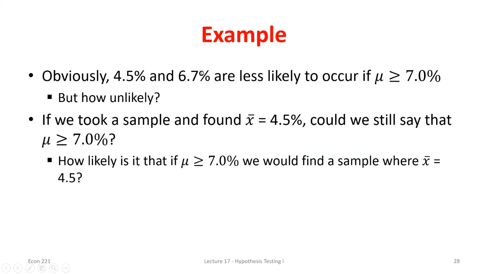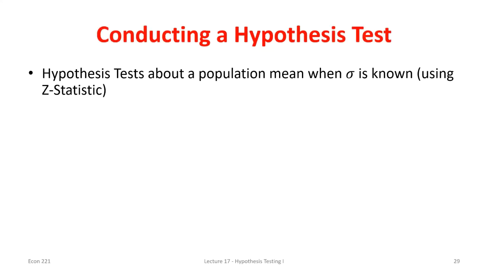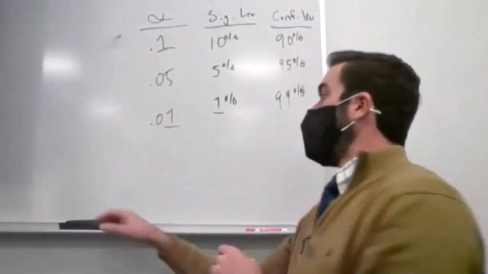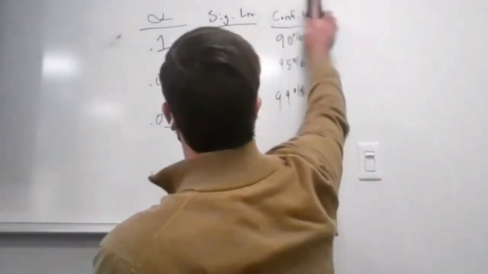But how can we say, if I just took 4.5, is it evidence that's unlikely enough if, in fact, the true mean was 7%? Is seeing a sample mean of 4.5 unlikely enough to where I can reject that assumed true value of 7%? Well, before we get to the steps, let's think about how we can approach this.